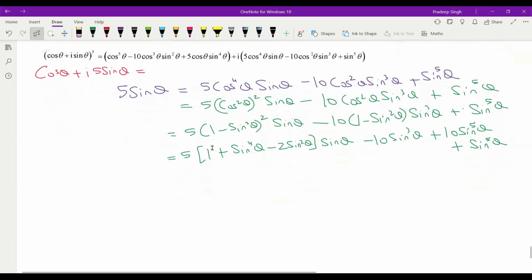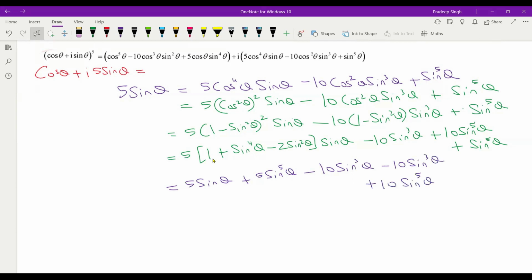Let's simplify the expression further because here we have a 5 and a sin theta. Let's multiply 5 sin theta with this entire bracket. So we will get 5 sin theta plus 5 sin^5 theta minus 10 times sin^3 theta, and the remaining expressions let's write as they are: minus 10 sin^3 theta plus 10 sin^5 theta plus sin^5 theta. Now let's simplify to get the overall answer.